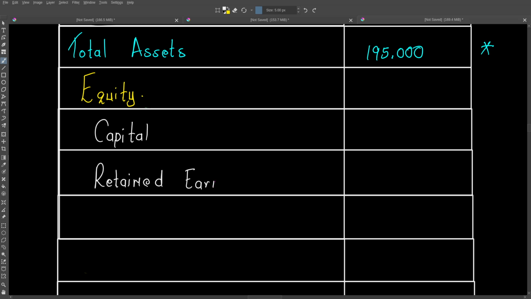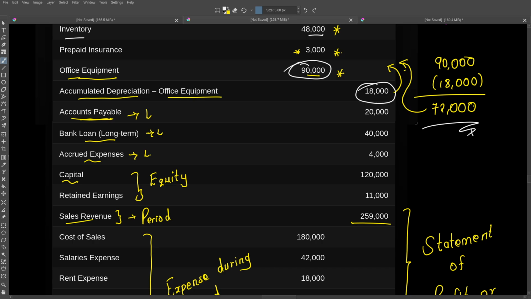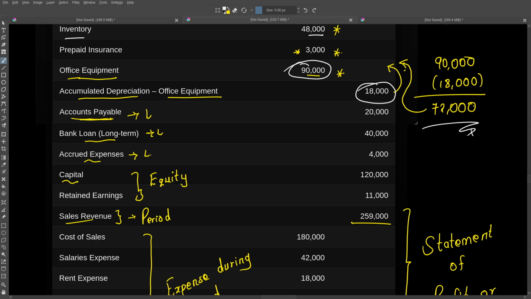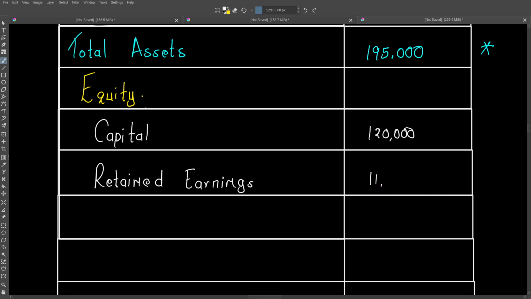So our capital, it means the capital that is in the business as at 31st December 2025, you have 120,000. And we have retained earnings of 11,000. Okay, 11,000. So that gives us total equity. Total equity is basically 120,000 plus 11,000.